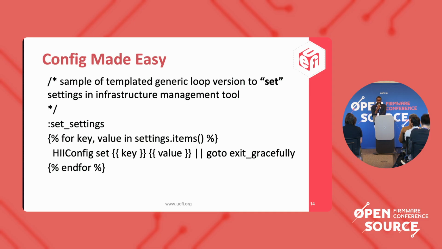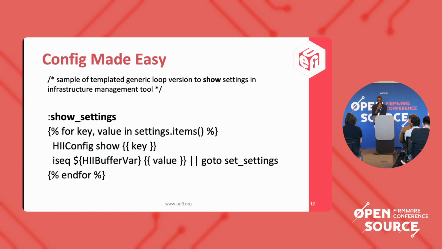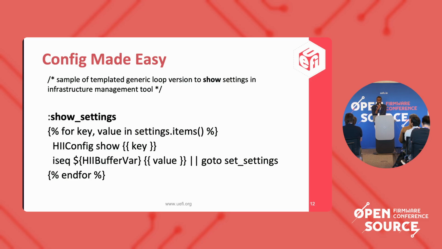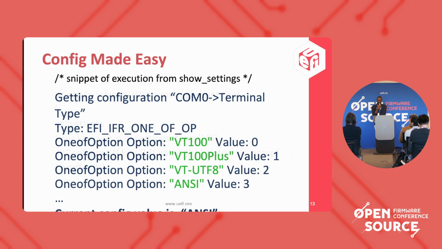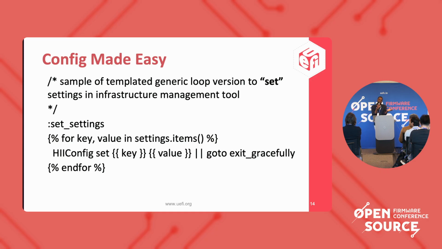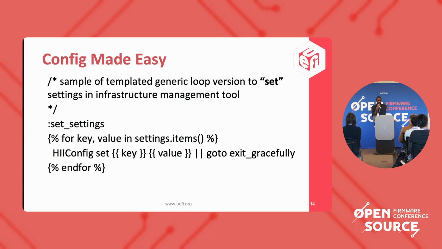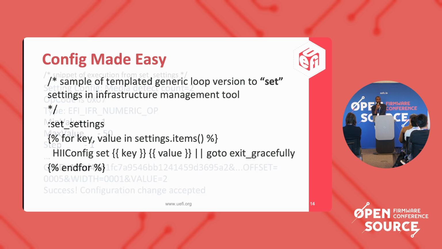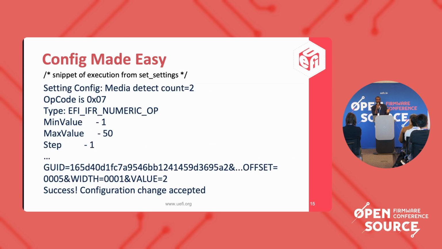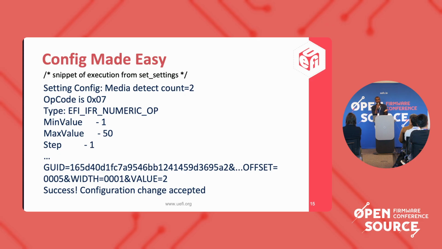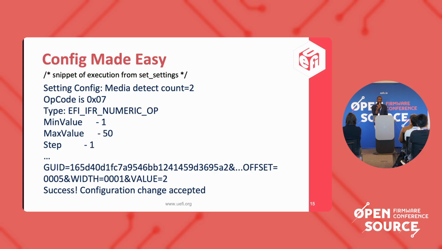Yeah, and just in case there's a mismatch, so if it says, what I have in my buffer value is not equal to what I have in the value, it then goes to the set settings, and the set settings is similar to the show settings. It sets the key to the value. And then something similar also, it shows, okay, I'm setting configuration, measure the text count, e.g., to 2. My opcode is this, my numeric op is this to that, and then it also shows the step.